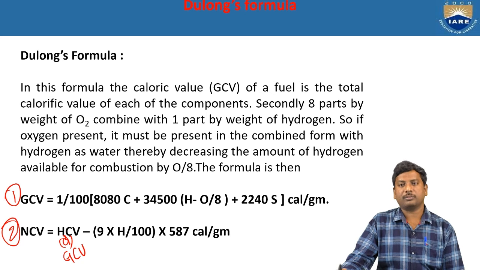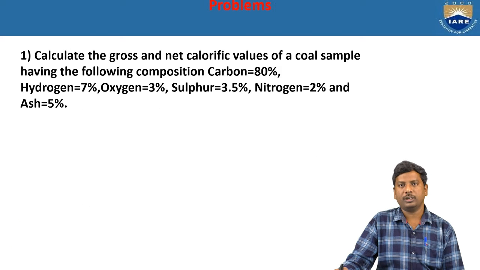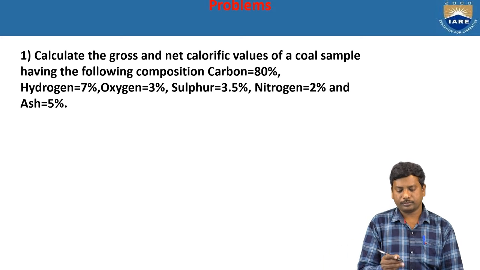HCV or GCV means gross calorific value, and net calorific value is GCV minus 9 into hydrogen by 100 into 587 calorie per gram. Now we see the problems. Calculate gross and net calorific value of a coal sample having the following composition: carbon is equal to 80%, hydrogen is equal to 7%, oxygen is equal to 3%, sulfur is equal to 3.5%, nitrogen is equal to 2%, and ash is equal to 5%. So first of all, we see the given data.